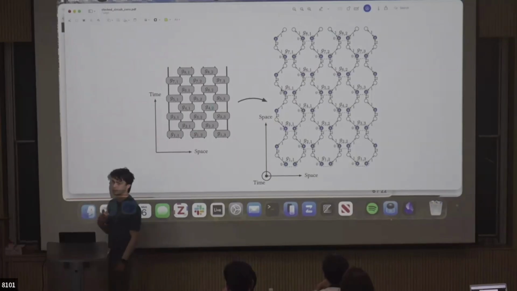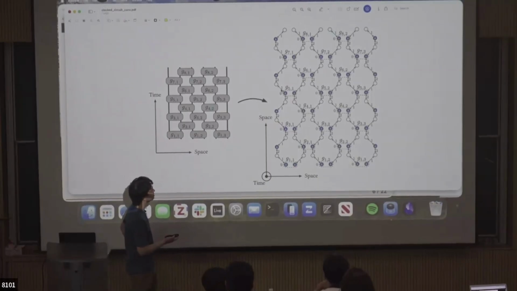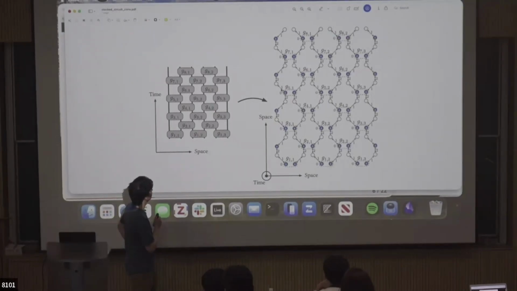And the point is that this transformation preserves the fault structure of my original circuit. So if I had a failure of a gate, say here in the 3rd layer, that corresponds to an execution of this original circuit with some gate here that has failed.